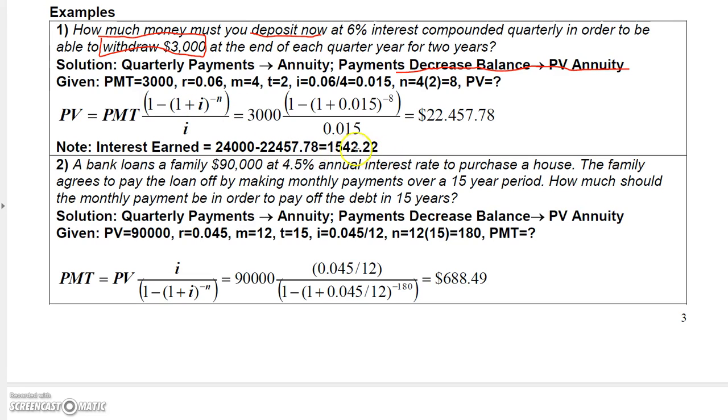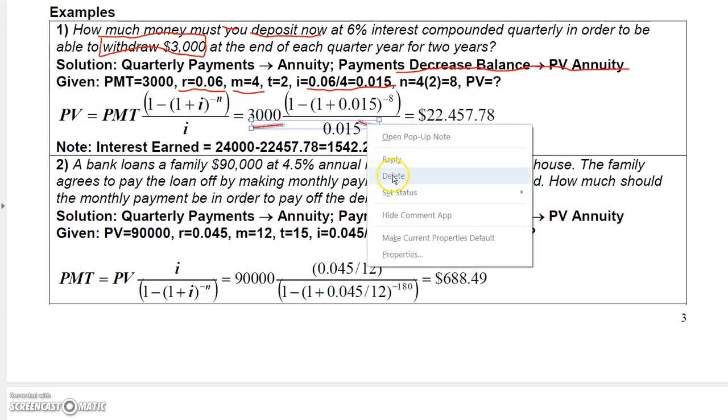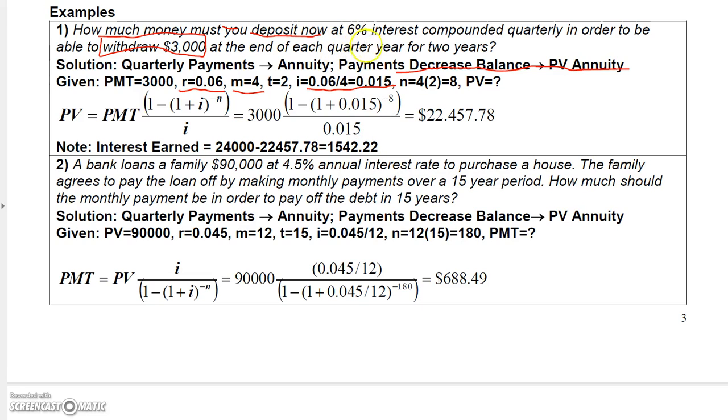Now we know the payment is $3,000, so we're going to put that in right here. And we also know up here that the rate is 6% compounded quarterly. So if we take 6% divided by 4, we get 1.5% or 0.015. So notice I just put it in the formula as 0.015 rather than in fraction form, because 0.015 is exactly the same as 0.06 over 4.